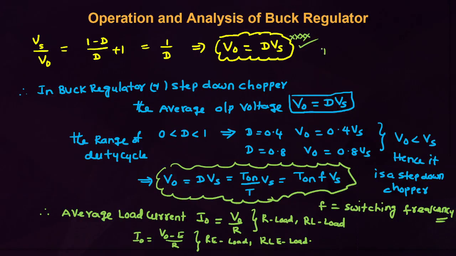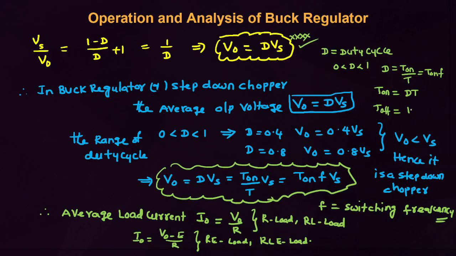What is D here? D is the duty cycle. What is the range of duty cycle? 0 less than D less than 1. How to define the duty cycle? On time by total time period. This you can also write as on time into frequency. From this, T on equals D T, and off time equals (1 minus D) into T.